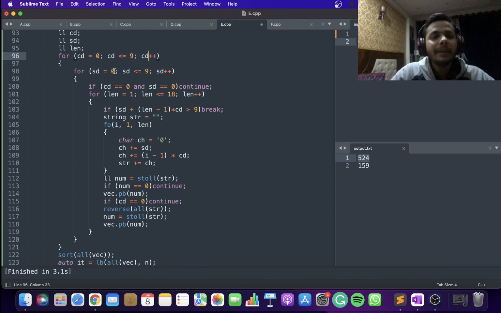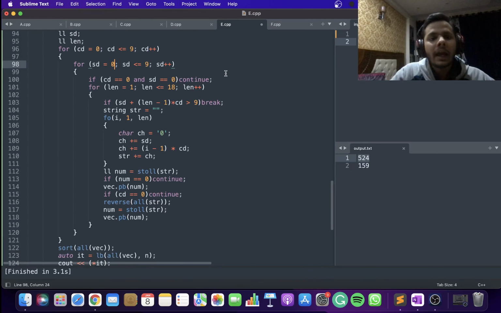And then any AP has a starting digit, right? So the starting digit will go from 0 to 9 again. And obviously if the common difference is 0 and the starting digit is also 0, then the number essentially becomes 0, which is not allowed. So we will just continue then.